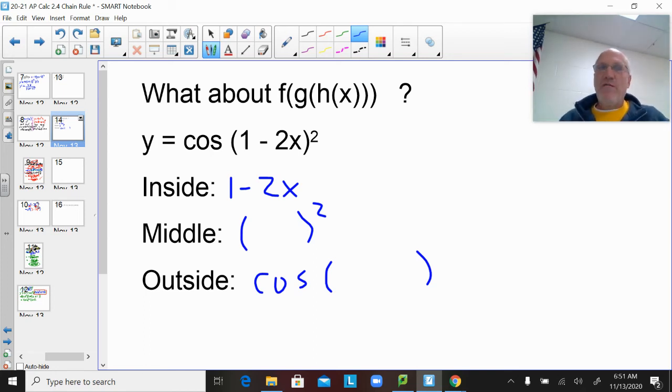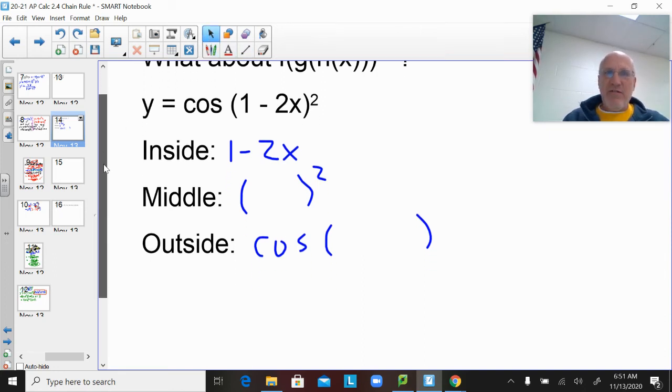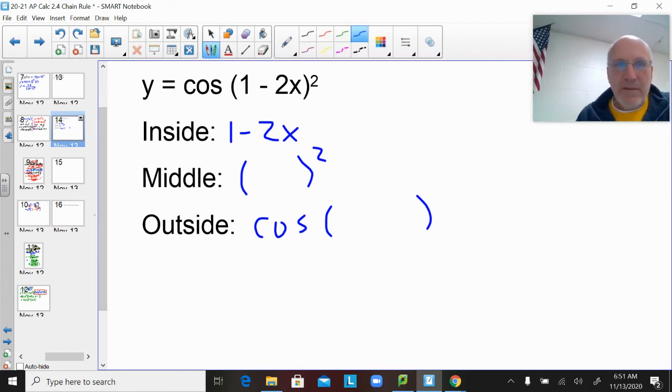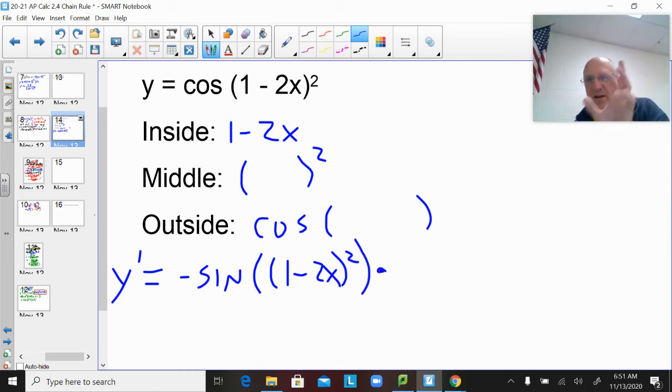So now we have to just start from the outside. My outside function is cosine of something. What's the derivative of the cosine of something? The derivative of cosine is negative sine. Let's not change the inside at the moment. The inside is 1 minus 2x squared. Now, times the derivative of the inside. Now, the inside is 1 minus 2x squared. It's its own little chain rule. We got to kind of keep working our way in.